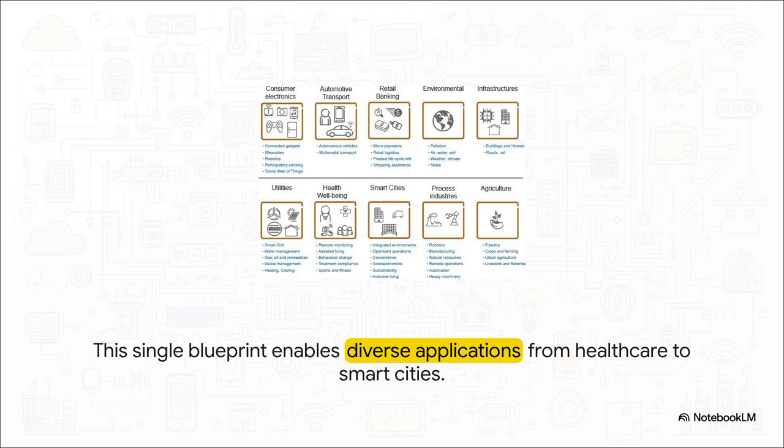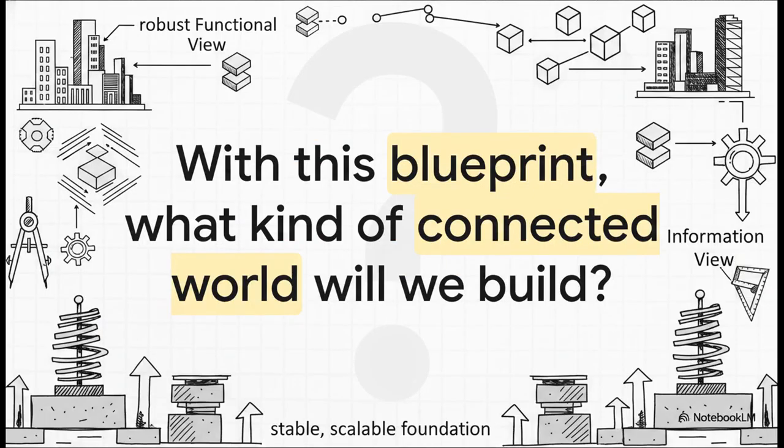That single, standard model allows for this incredible explosion of different applications, from smart grids to self-driving cars to precision agriculture. They all share the same basic architectural DNA. It's one unified foundation for a whole world of innovation. So, by having a clear information view and a solid functional view, this blueprint doesn't just organize what we have now, it gives us a stable, scalable foundation for whatever comes next. Which leaves us with a pretty exciting question. With a blueprint this powerful, what kind of intelligent, connected world are we going to build next?